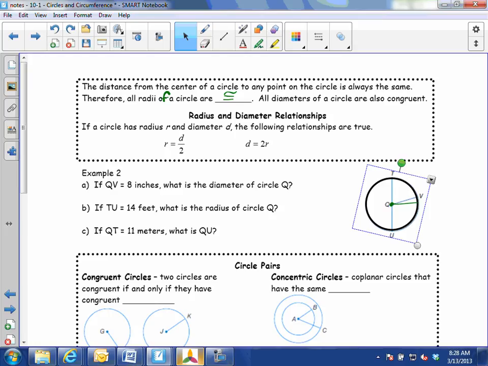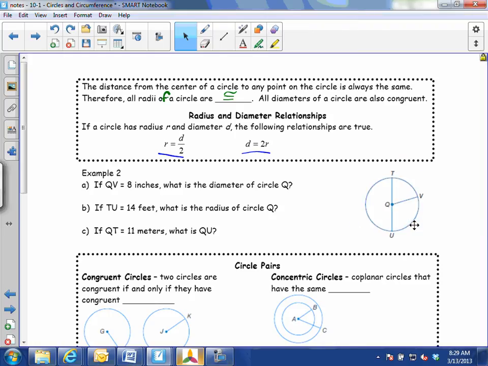All right, so diameter and radius relationships. I know you probably learned since about third grade that a radius is going to be half of the diameter, right? So if I take the diameter divided by 2, I get the radius. If I take the radius times 2, I get the diameter. That's what these two are saying.